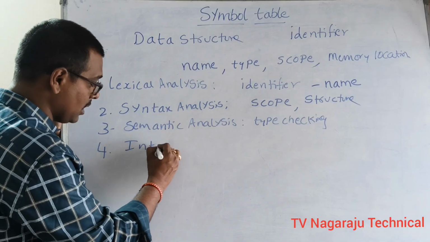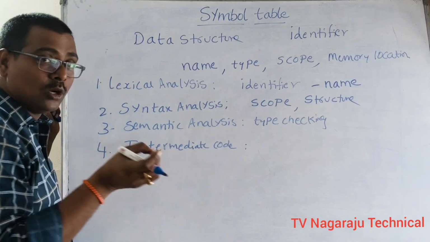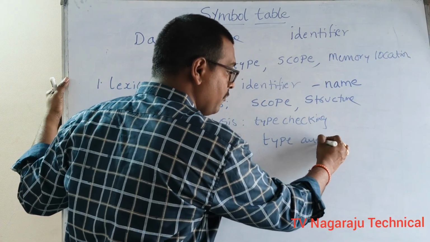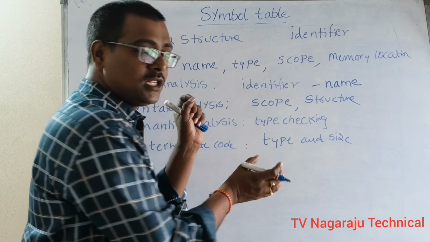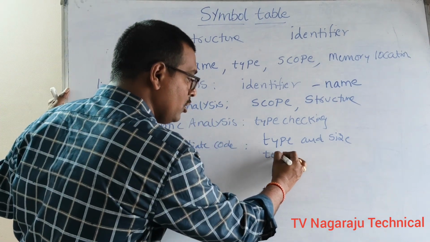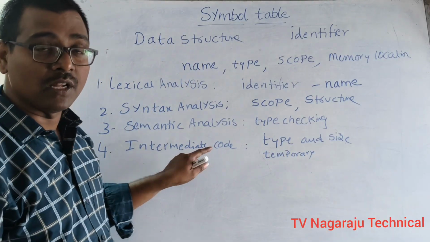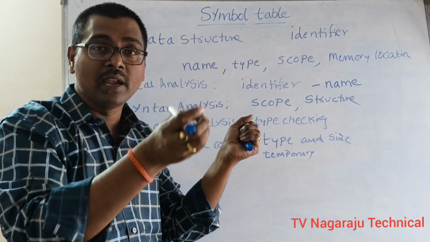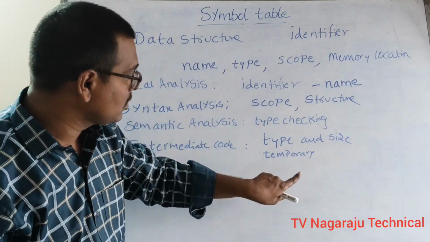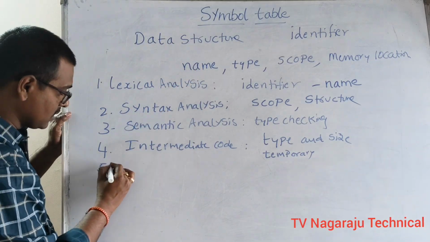Next one is intermediate code generation. This phase checks the type and size information. This phase uses the type and size information, and it is also used to add some temporary variables. You know the purpose of this phase: it converts this into 3 address format. During conversion, I need some temporary variables. So such temporary variables are loaded into the symbol table in this phase.